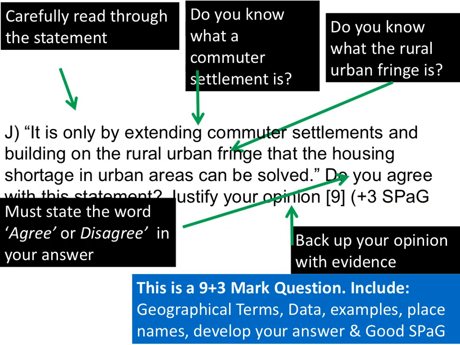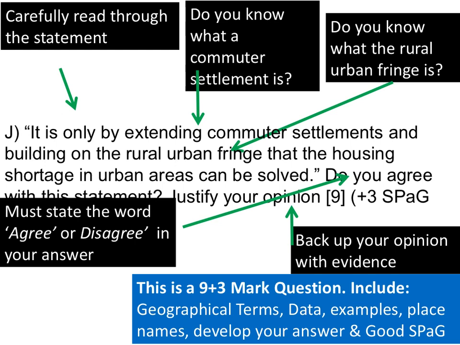Here's our next question. The first statement is, it is only by extending commuter settlements and building on the rural-urban fringe that the housing shortage in urban areas can be solved. So, do you agree with this statement? Justify your opinion. So, to annotate your question, you've got to read through the statement, and then do you know what a commuter settlement is?